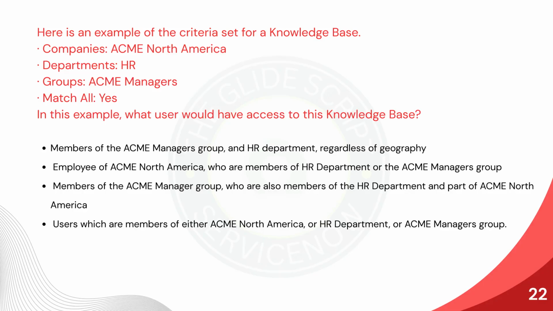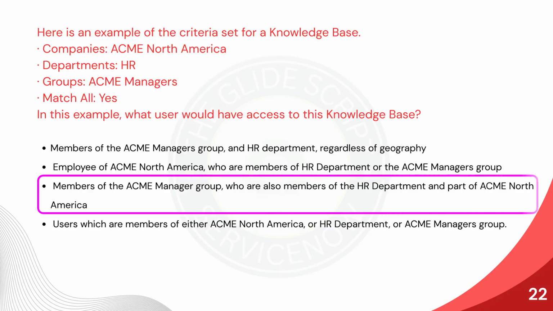Here is an example of the criteria set for a knowledge base. Companies, Acme North America. Department is HR. Group, Acme managers. Matches all, yes. In this example, what user would have access to this knowledge base? Try to understand this question first, and then read the options carefully. For this question, option number 3 is the correct one. Members of the Acme Manager group who are also members of the HR department and part of Acme North America.